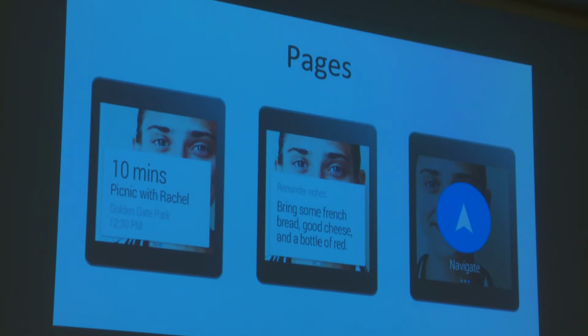Here's an example of a notification with some pages. So, this is the first notification. It's the basic glanceable information. I have a meeting in 10 minutes or whatever it is. Once you swipe it over, it provides some more information. Pick up some wine and bread or whatever. And then the next one is an action. You can just navigate right to the appointment.